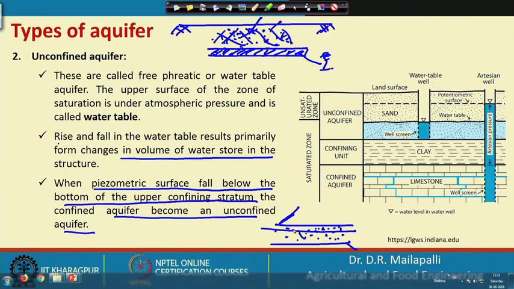So, a confined aquifer can act as an unconfined aquifer. That is because when you are not getting enough pressure in the confined geological formation, it becomes unconfined even if it is sitting in between two impervious surfaces.